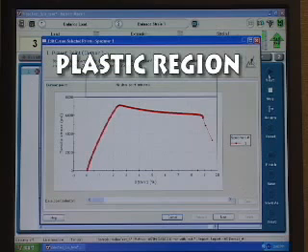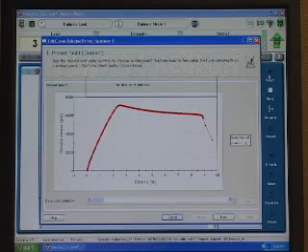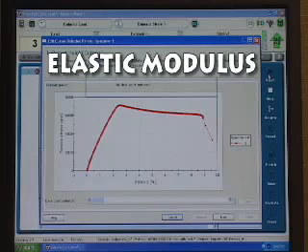The plastic region is the region on the stress-strain curve where permanent strain remains after the release of the stress. In other words, non-recoverable deformation. Elastic modulus is an indication of the stiffness of a material and is typically calculated as the slope of a line drawn tangent to the initial straight line portion of the stress-strain curve.